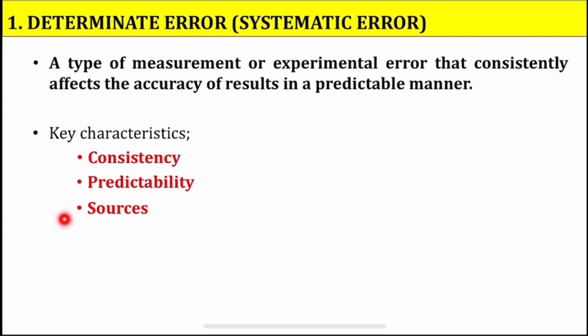Next characteristic includes sources. Determinate errors often stem from systematic flaws in the measurement instruments, calibration procedures, experimental setups, or environmental conditions. And last one is cumulative impact. Because determinate errors consistently influence results in the same direction, they can accumulate over repeated measurements or experiments, potentially leading to significant inaccuracies if left unaddressed.